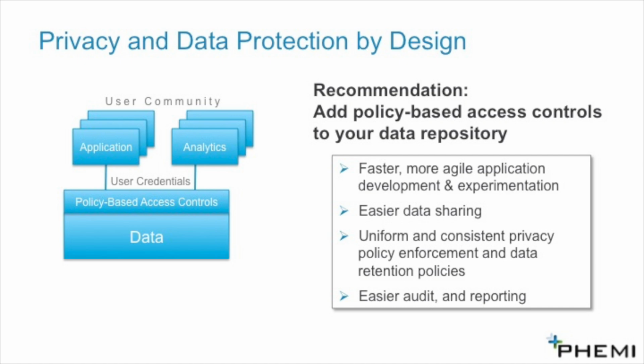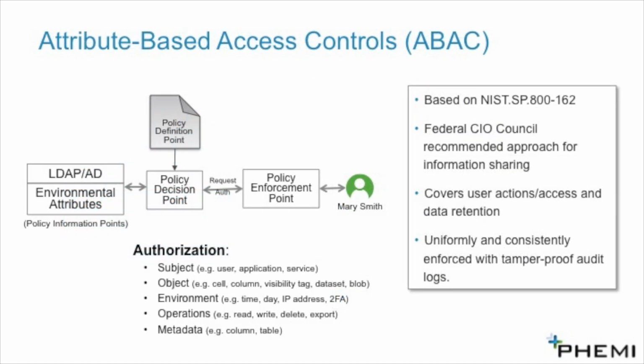We then introduced attribute-based access controls as a way in which privacy and data protection by design can be enforced from within the data repository. We described role-based access controls as a way to determine what a user can see based on their role and highlighted the complexity challenges at scale. We introduced attribute-based access controls that use a rules-based approach for greater scalability while also introducing new flexibility in the rules, including environmental attributes such as two-factor authentication, time of day, and so on.